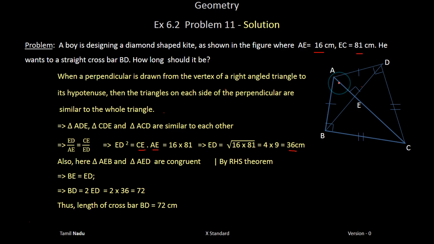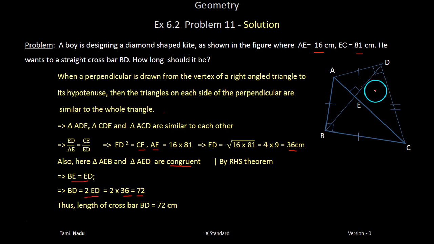So the sides are equal, which means BE equals ED. That is the condition. So BE equals ED because these two triangles are congruent. Got it? And we know what ED is. So BD becomes 2ED, right? BD is BE plus ED, but we know BE is ED. So BD equals BE plus ED, that is equal to 2ED. So 2 into 36, that is equal to 72 centimeter.